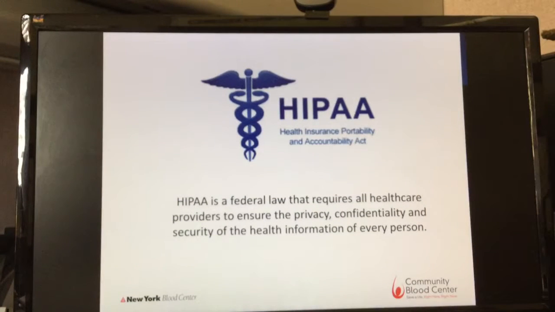HIPAA, or the Health Insurance Portability and Accountability Act, is a federal law created in the late 1990s that requires all healthcare providers to ensure the privacy, confidentiality, and security of the health information for every person. These new standards provide patients with access to their medical records and more control over how their personal health information is used or disclosed. HIPAA represents a uniform federal set of privacy protections for consumers across the country. State laws providing additional protections to consumers are not affected by this new rule.